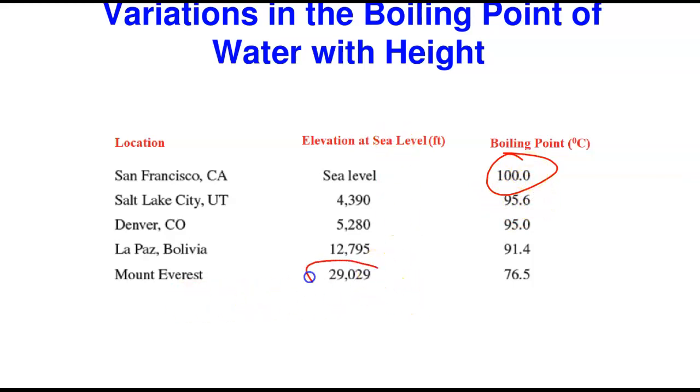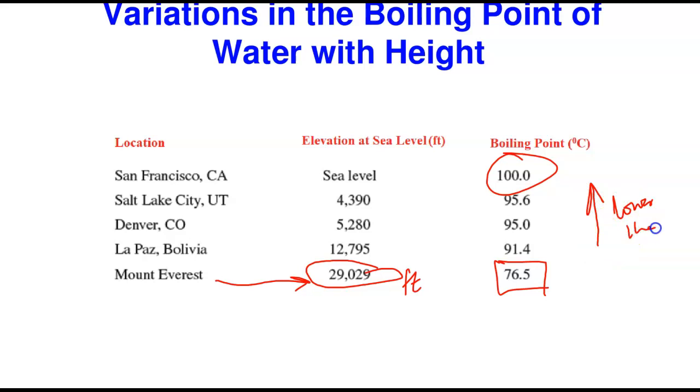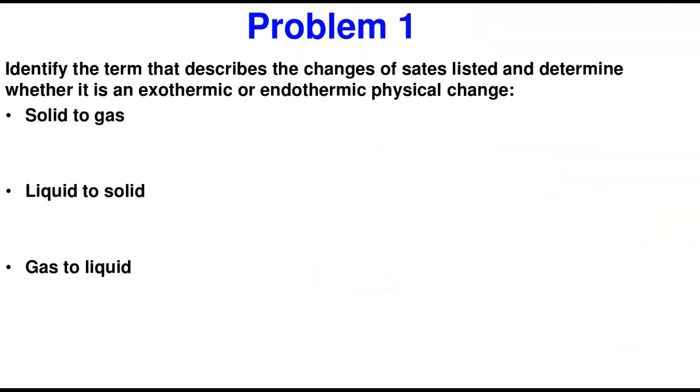If you go to Everest, which is the tallest mountain in the world, look at the height, 29,029 feet above sea level, water begins to boil at approximately 76.5 degrees Celsius. So the higher you go, of course, the lower the pressure. And the lower the pressure, of course, the lower the boiling point of liquids. This is an important thing you need to know, and it can show up as a multiple choice question.